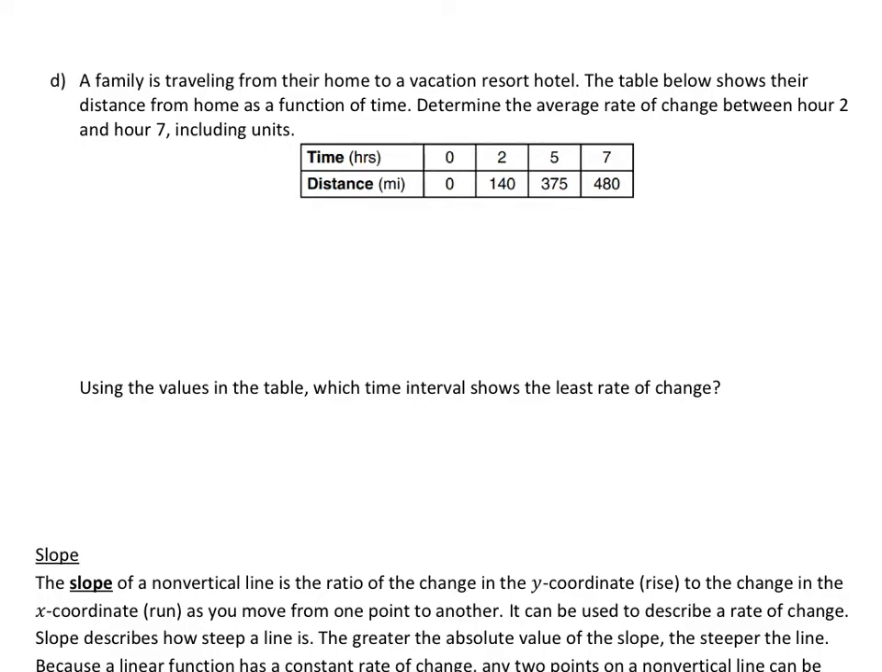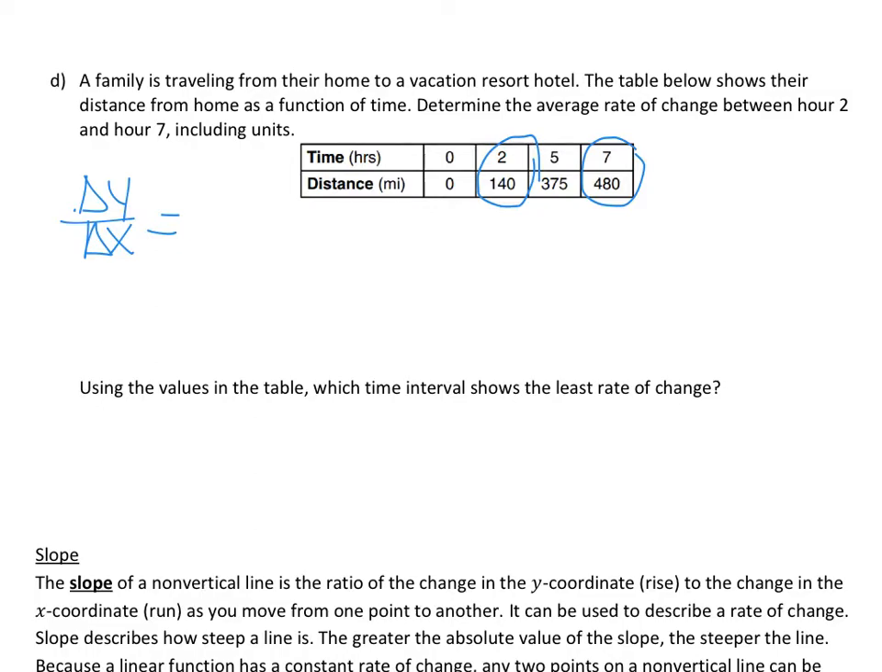Letter D. A family is traveling from their home to a vacation resort hotel. The table below shows their distance from home as a function of time. Determine the average rate of change between hour 2 and hour 7, including units. So we are focused on hour 2 and hour 7. We're going to do this similarly to what we did in C, except we're given the points in a table instead of on a graph. So our rate of change is still going to be change in y over change in x, which means I'm going to subtract my y values and then divide it by the difference of the x values.